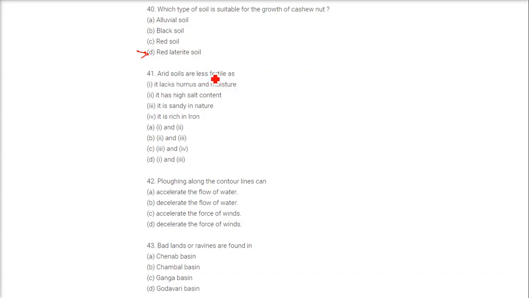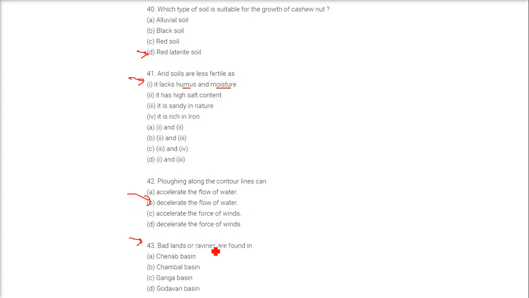Arid soils are less fertile as? The answer is it lacks humus and moisture. Plowing along the contour lines can accelerate the flow of water, decelerate the flow of water, accelerate the force of winds, or decelerate the force of winds. So the answer is decelerate the flow of water.